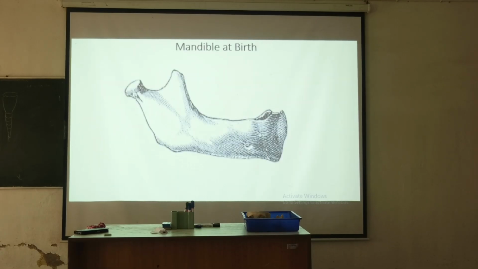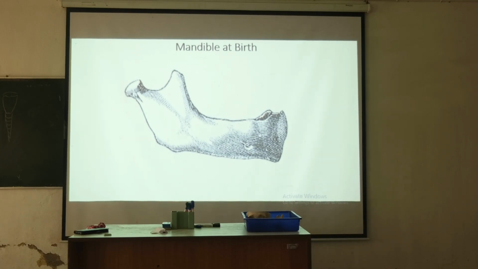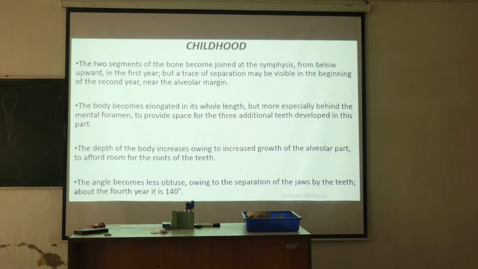Next, see, this is the mandible at birth. See, the coronoid process is above, then the condylar process, and the angle is obtuse, almost 175 degrees. Next we go to childhood.